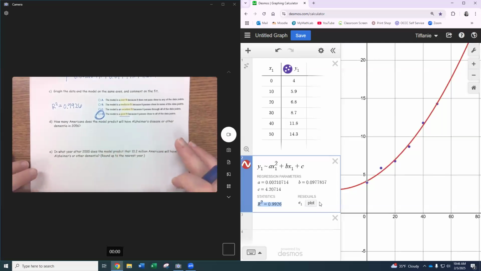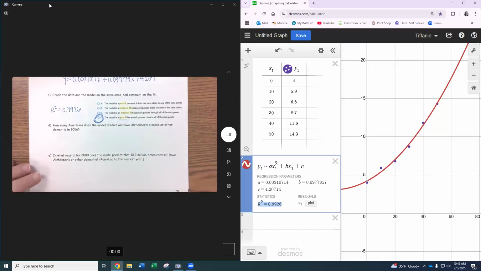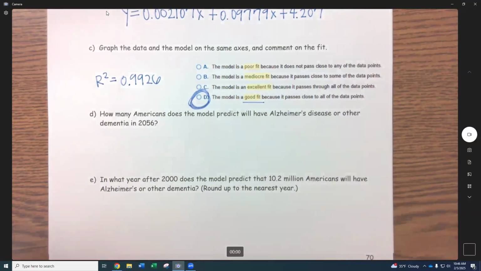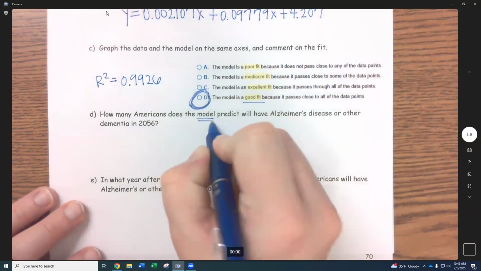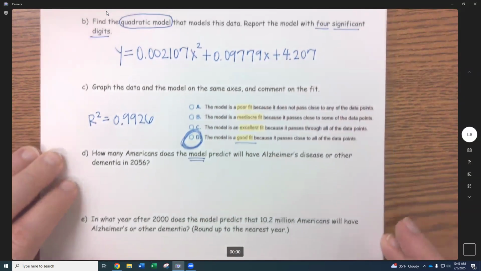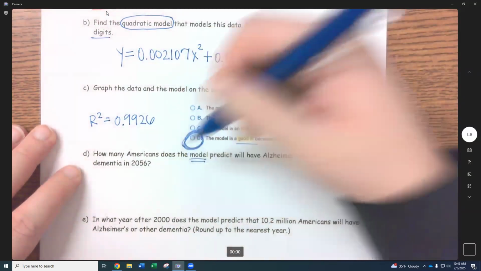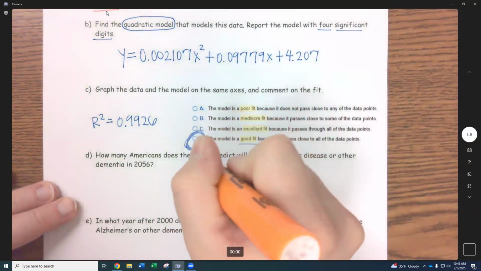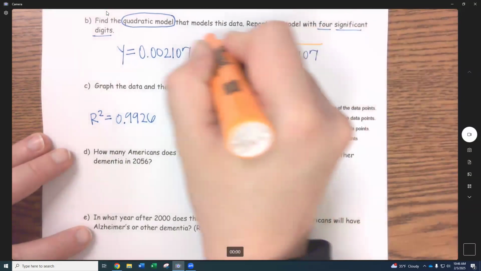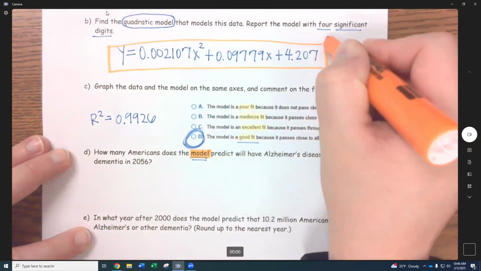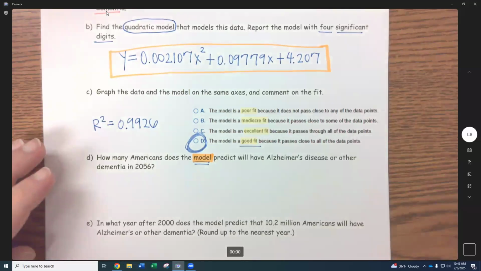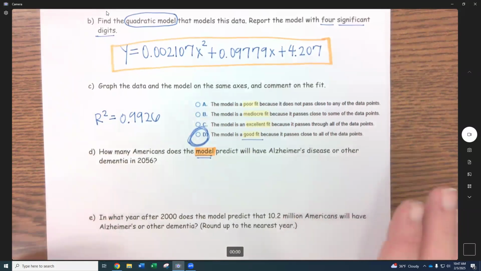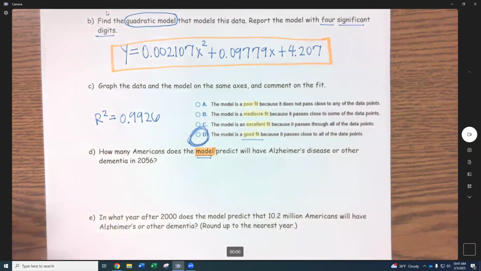But now we have questions going with the context of this problem. It says, how many Americans did the model, which my model, let me do this. My model is this right here. That's my model. How many Americans did the model predict will have Alzheimer's disease or other dementia in 2056? Okay.